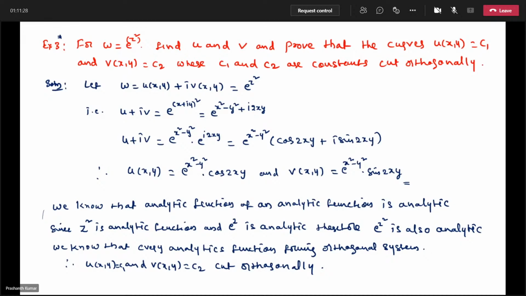Okay, so this is the problem. These are the problems on analytic functions and orthogonality. Can I move forward?